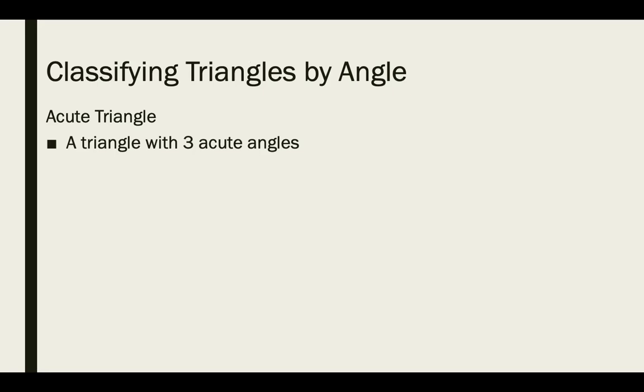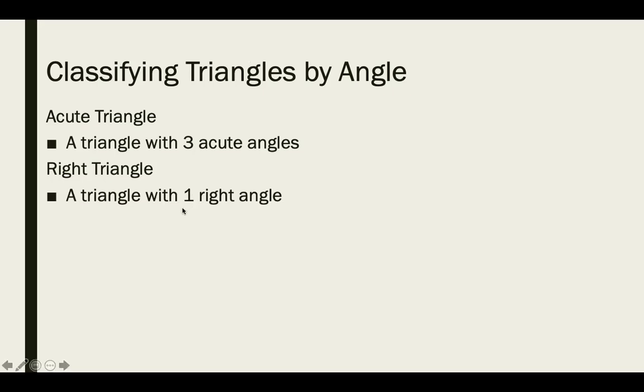You're always going to have some acute angles in a triangle. But sometimes all of them will be acute. And if that's the case, we call it an acute triangle. It's possible you'll have a triangle with a right angle, which is called a right triangle. Now, if you have a right triangle, the other two angles will be acute. One of those angles is 90 degrees. The other two have to add up to 90, so those will be acute.